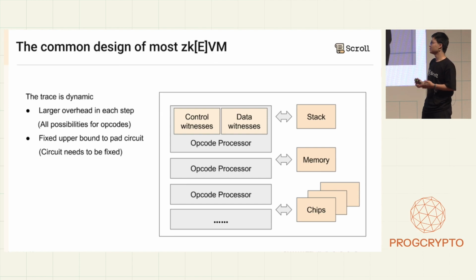The second thing is that to make this zkEVM circuit universal, you need a fixed upper bound to pad your whole circuit. For example, if your circuit size is 2^20, then you can only prove a limited number of opcodes. Because your circuit needs to be fixed, even if you are proving a program with fewer opcodes, you still need to pad to the maximum length. So that's how it was in the past.